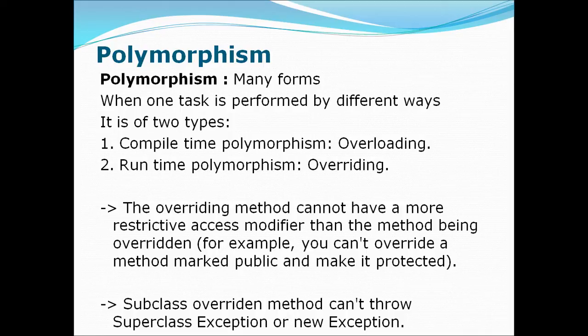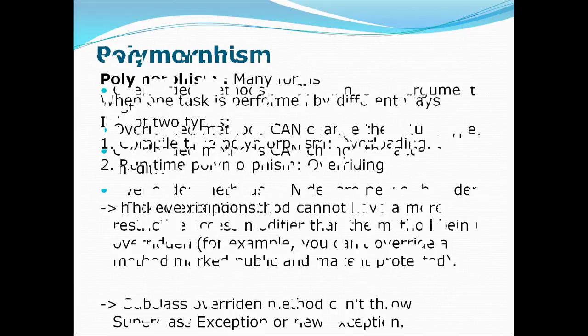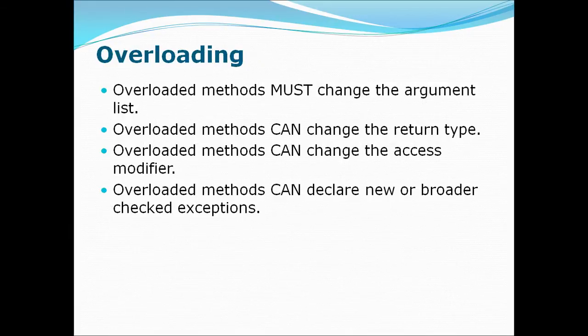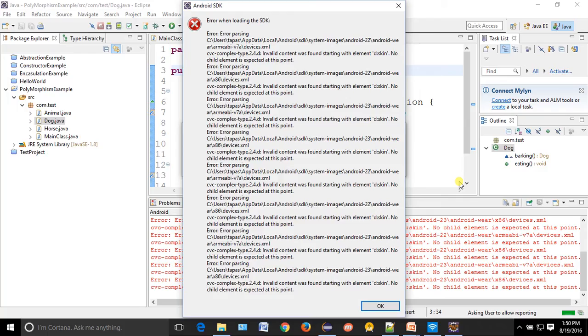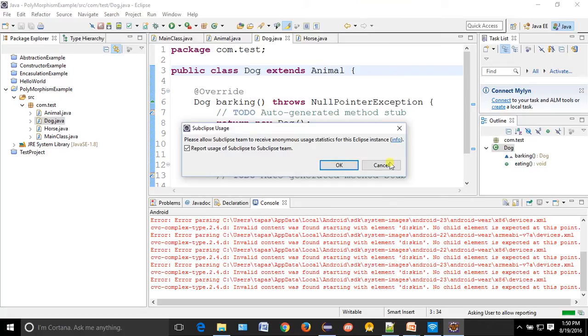And what is the third rule which we are saying? Return type. I can change the return type, but it must be covariant. And what is the last rule we have seen? Subclass should not throw superclass exception. It should throw the subclass exception. I think this much only we have done. So let's try to start this and the other one, overloading.